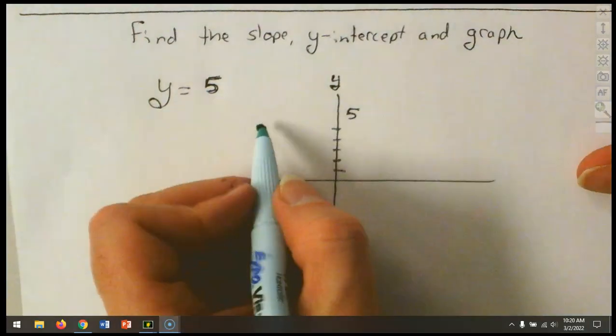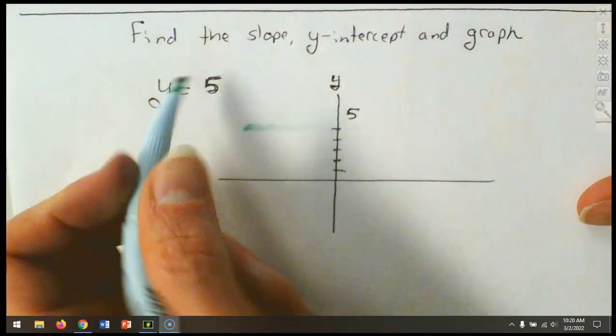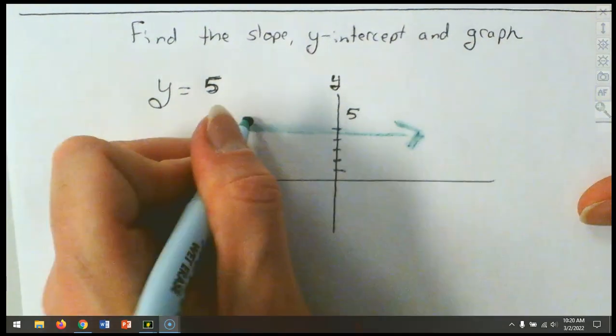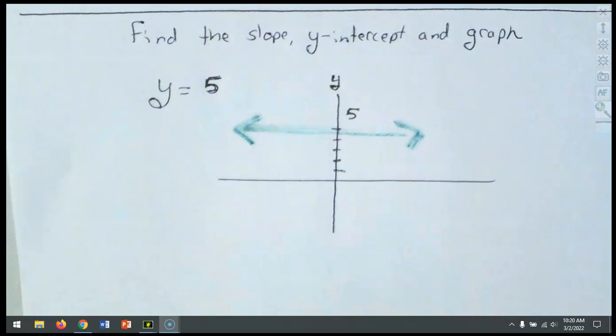It's a y line. That means then that it is going to be a horizontal line, just like this. It goes through the y, so you can find it. And it looks like that.